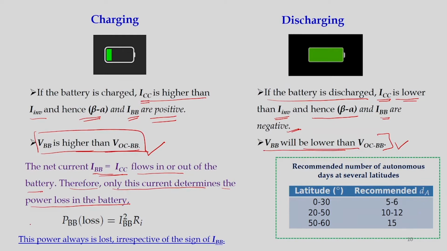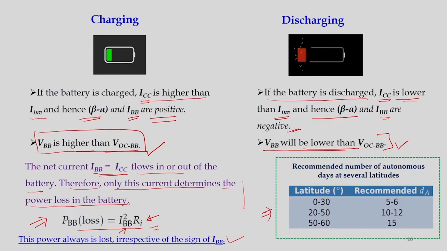Okay. So, how can we write this power loss? PBB is something like IBB square into RI, since RI is the internal resistance of this battery, and IBB is the current flowing through this battery bank. So, this power is always lost, irrespective of the sign of IBB. This is very important. This is the amount of power lost due to this resistance. So, we will come back to this autonomy.